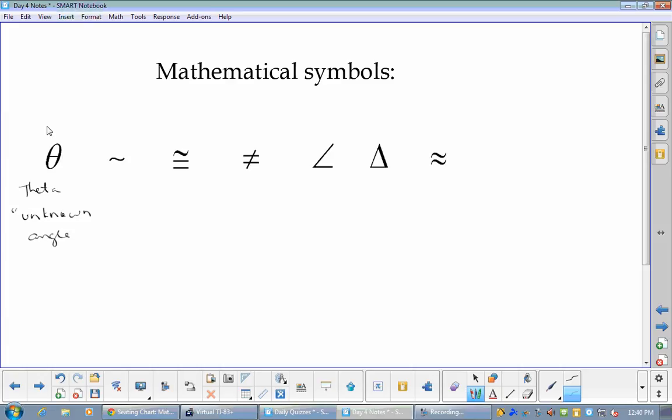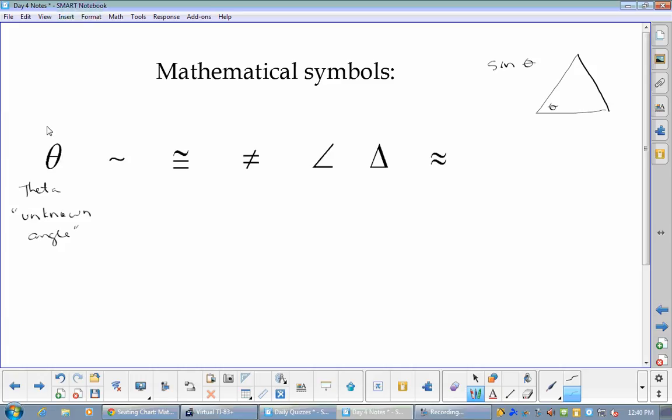Okay, this is what we call theta, and it means unknown angle. That is the Greek symbol that is always used when we talk about, so you know how you'll see sine theta? That's sine of what angle? Or they may have a triangle drawn and they may ask you for theta. So it's like a circle with a line drawn through it. If you see that, they want me to find that angle.